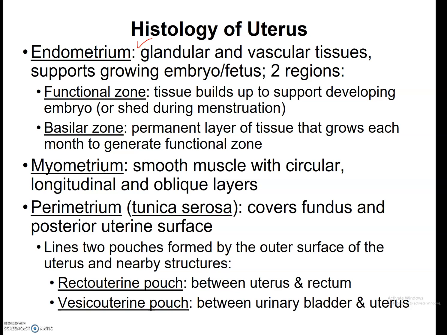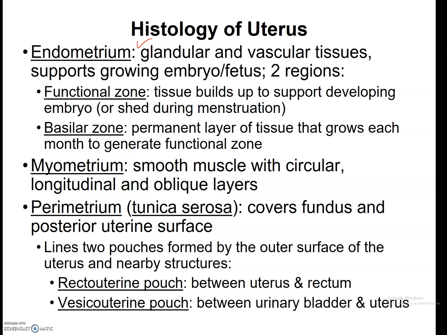It has circular and longitudinal and oblique layers, and the myometrium is what contracts to push the baby out during birth. But the myometrium is also what contracts during menstruation, which produces the characteristic cramping sensation of the uterus during menses.